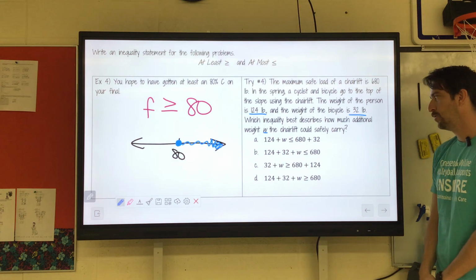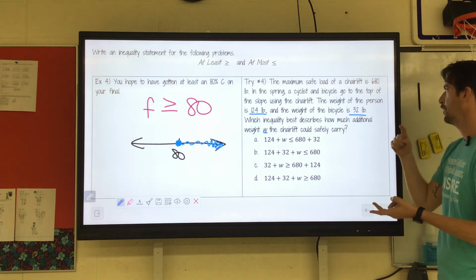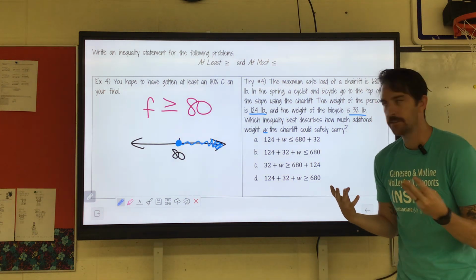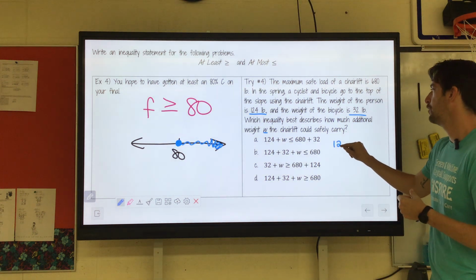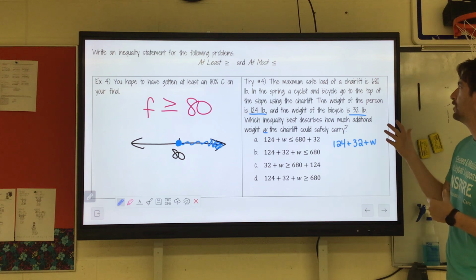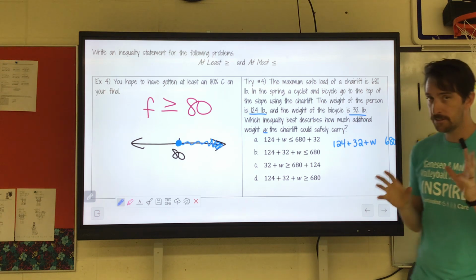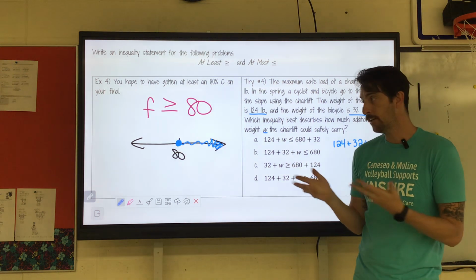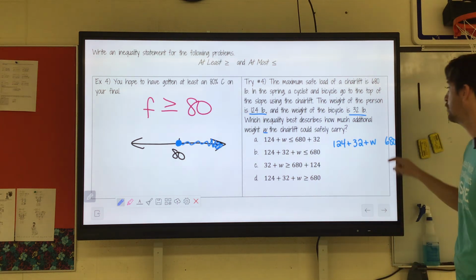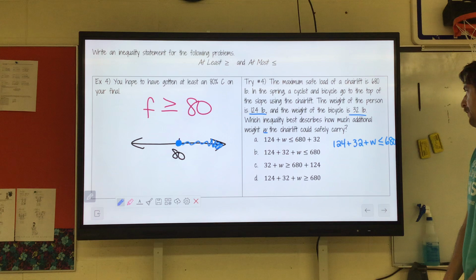So, we've got the person, we've got the bicycle, and we've got the additional weight. If we want to know how much that's going to be all together, we would add those three things together. So we're looking for something like 124 plus 32 plus W. And then it says that its safe load is 680. Could we get it to equal exactly 680? Sure. Could it be less than 680? Sure, that'd be great. Could it be over 680? No, that's going to be a problem. That's unsafe. So it would have to be less than or equal to. So, do any of these show that? Yeah, B.